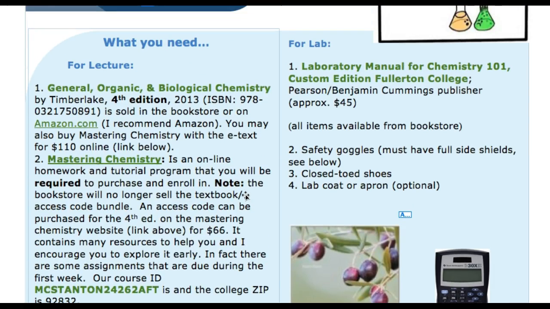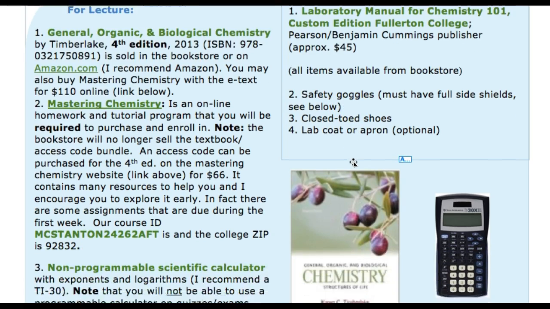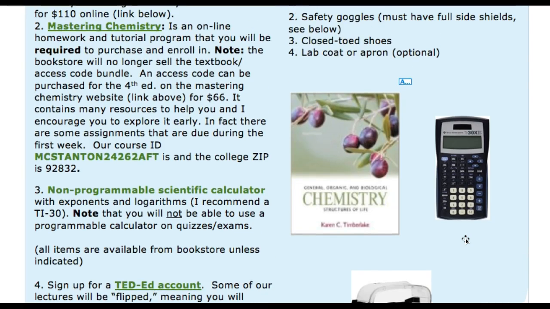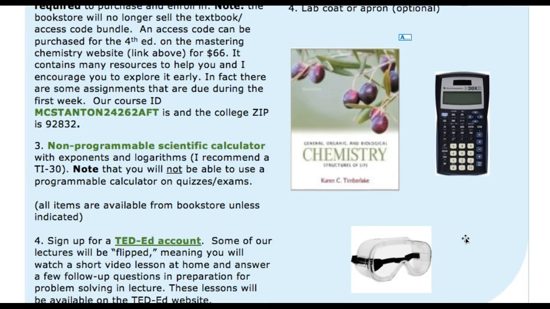For lab, we have a new laboratory manual. So if you know someone who had a lab manual from a few years ago, you can't use that one because it has been changed quite a bit. So make sure you get the newest edition. It's about $45. You also need safety goggles, and you want the ones that have the full side shields, the ones that look like this. So if they look big and uncomfortable, chances are you have the right one. Okay. There are other ones that look more like glasses. Those ones you cannot use. You need the full out ones with the side shields.